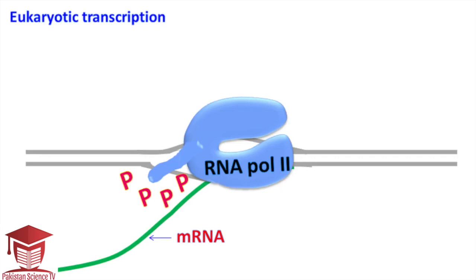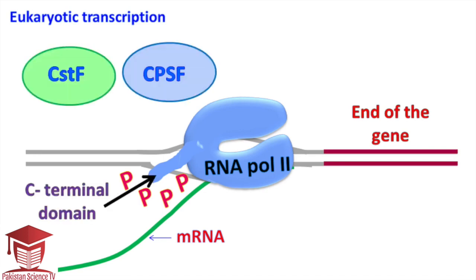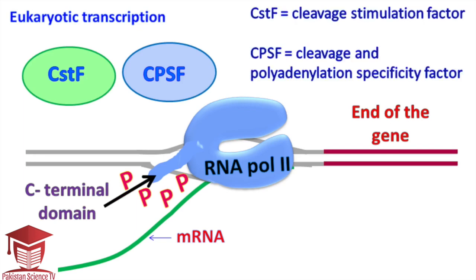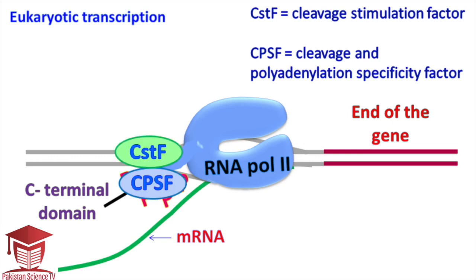Termination of transcription. When the RNA polymerase reaches the end of the gene, the C-terminal domain of the RNA polymerase interacts with two proteins, CSTF and CPSF. The CSTF stands for cleavage stimulation factor and CPSF stands for cleavage and polyadenylation specificity factor. When the end of the gene is transcribed into RNA, these proteins are recruited to the mRNA by the C-terminal domain of RNA polymerase.